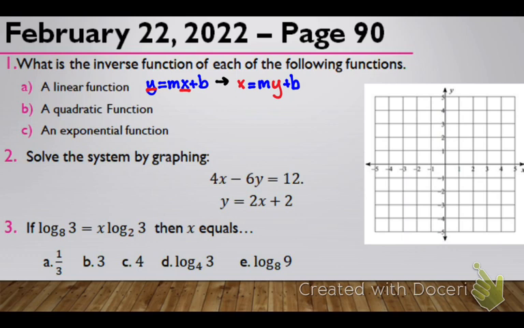Okay, so I switched my x's and my y's, but to be a linear function, what did I need? I needed something alone. Which variable do I want alone? Y, exactly. So I want to solve for y now. I have x equals my plus b. My m and my b are just numbers. So what would I need to do to move that b over?